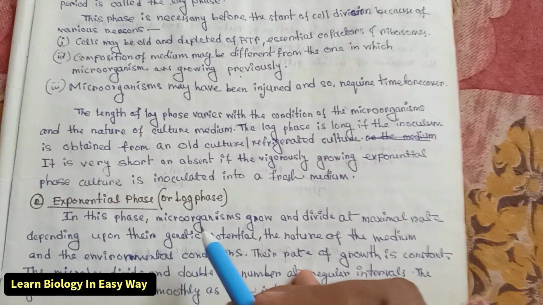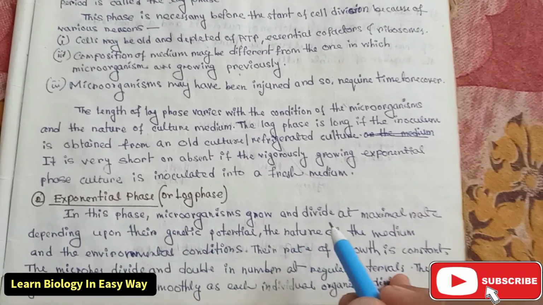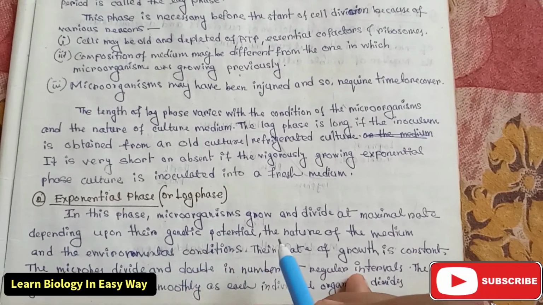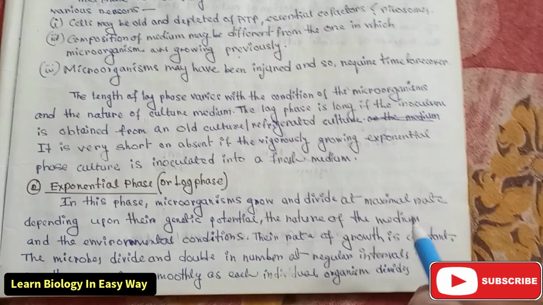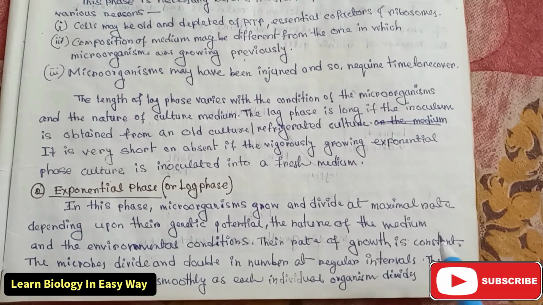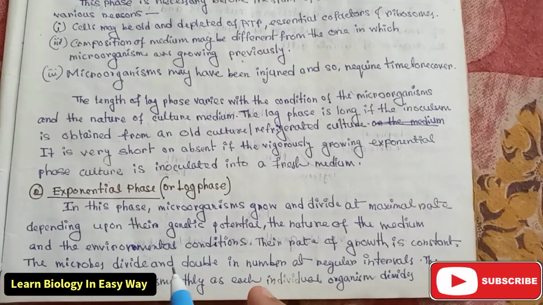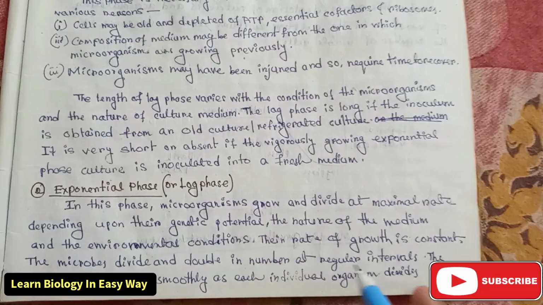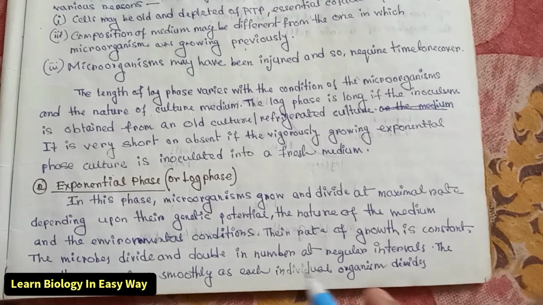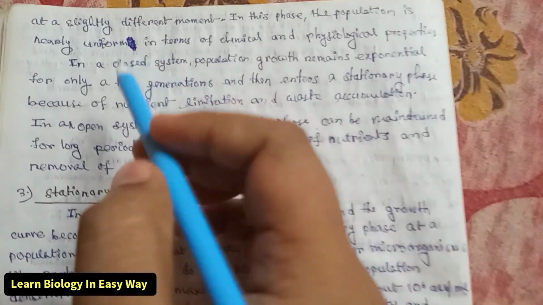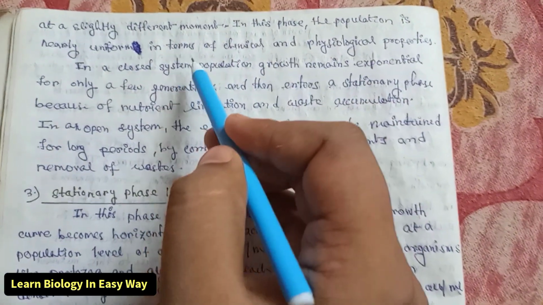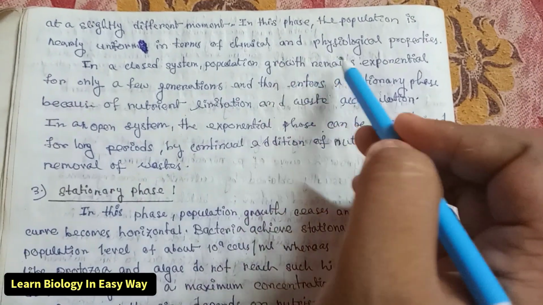In this phase, microorganisms grow and divide at the maximal rate depending upon their genetic potential, the nature of the medium and the environmental conditions. Their rate of growth is constant. The microbes divide and double in number at regular intervals. The growth curve rises smoothly as each individual organism divides at a slightly different moment. In this phase, the population is nearly uniform in terms of chemical and physiological properties.